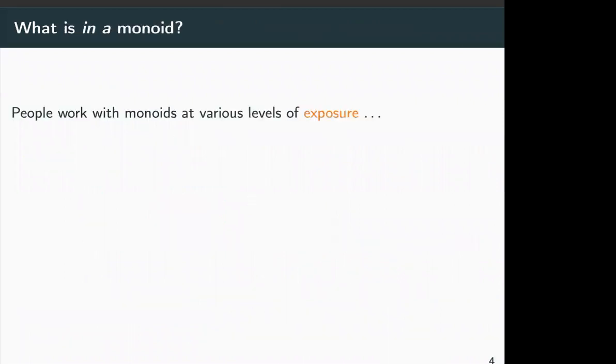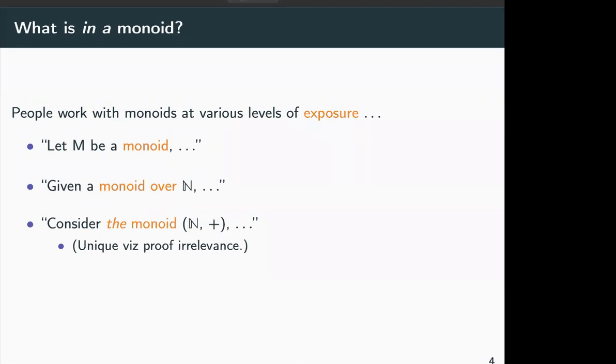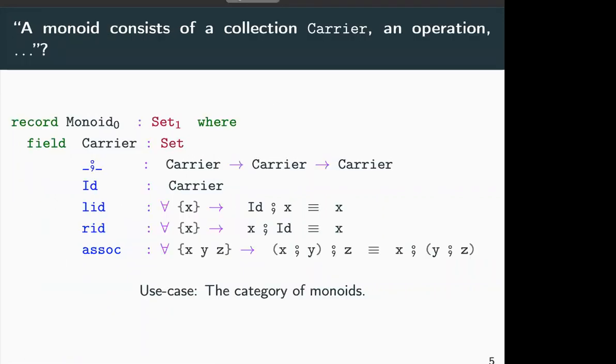So the problem is, people like to work with monoids at various levels of exposure. They like to say things like, let M be a monoid, or they say, given a monoid over N, the natural numbers. Other people like to say, consider the monoid N with addition. And yet others say, consider the monoid N with plus and zero. So this begs the question, what is a monoid?